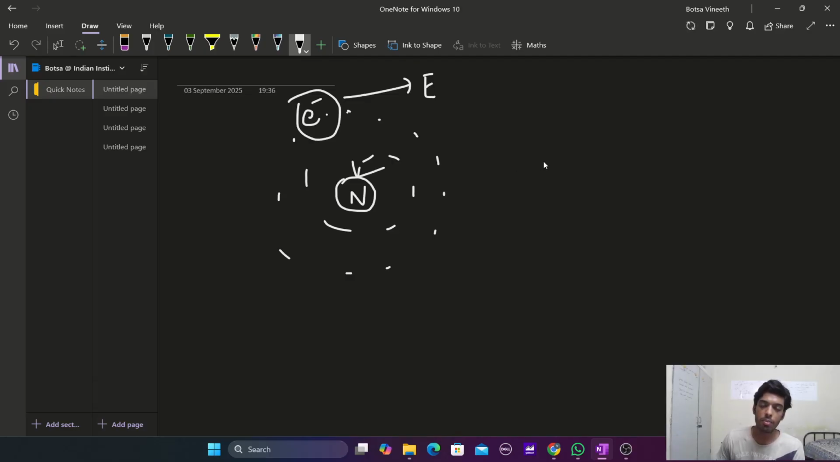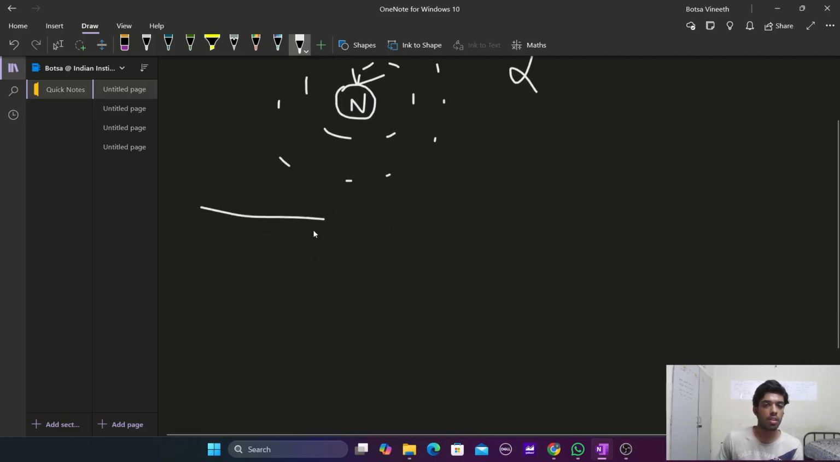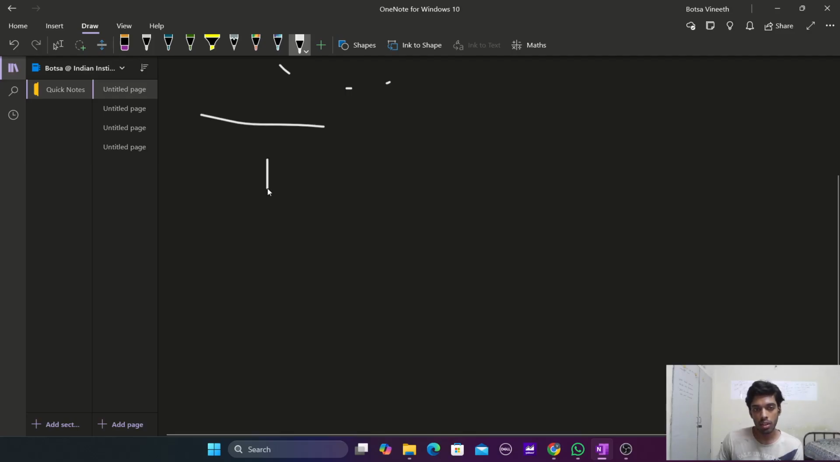So this model doesn't really tell how the electron is staying in its own orbit and not collapsing into the nucleus. So there's something wrong with this model. That's one part of history. And then came de Broglie.